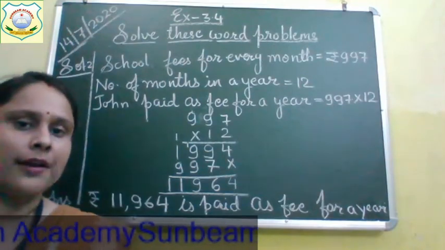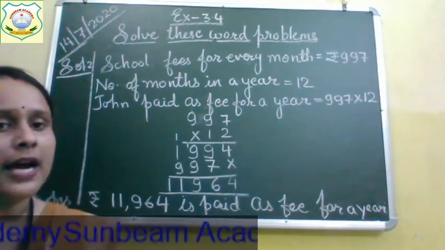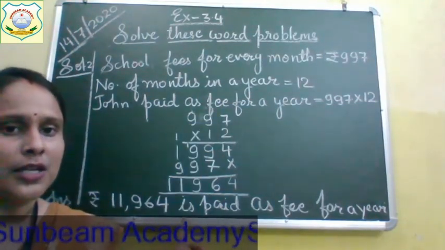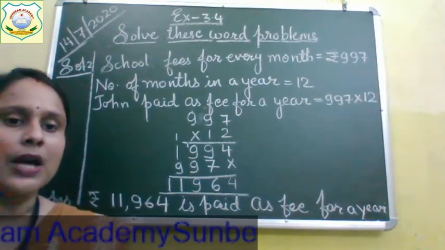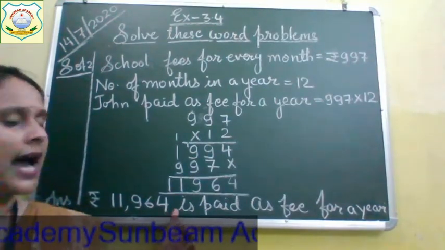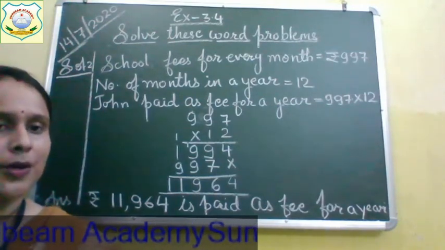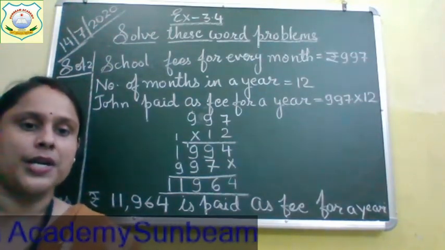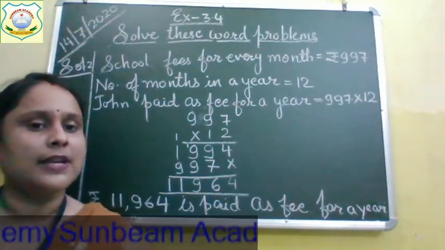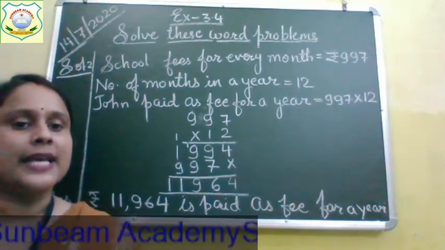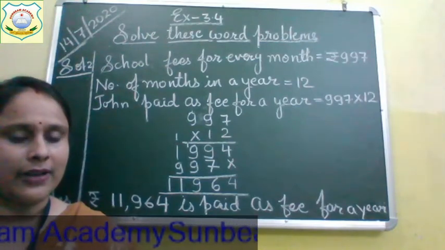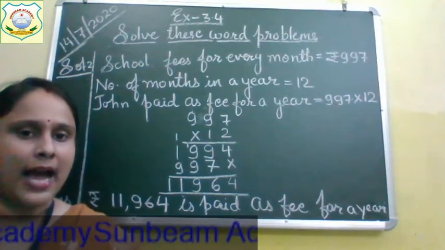So children, now I am giving you time to note down this problem sum solution in your notebook. Question you have already written from the screen. Now you will note down the solution 2 in your notebook. Here in this question it is said that John's monthly fees is given, which was rupees 997, and we have to find his annual fee.